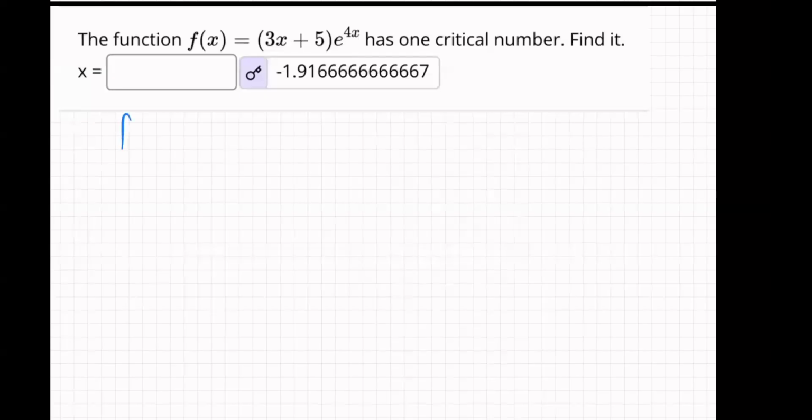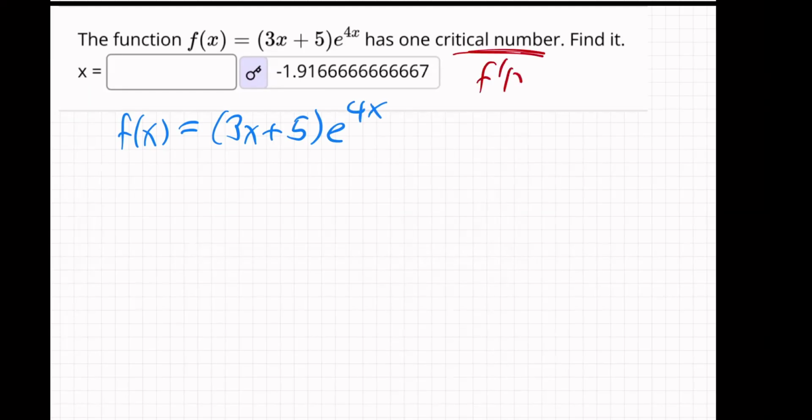Okay, so on this one, we have a function, and they're asking us about the critical numbers. What does that mean? Well, critical places is where the first derivative is zero or plus or minus infinity, either one. So let's take the first derivative.